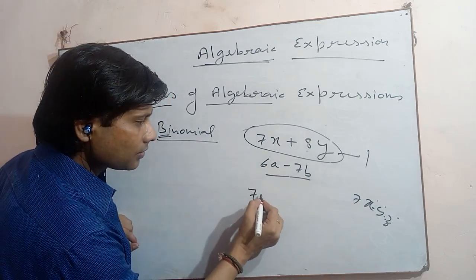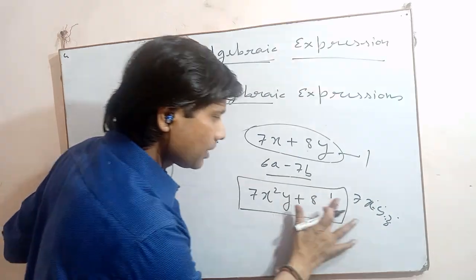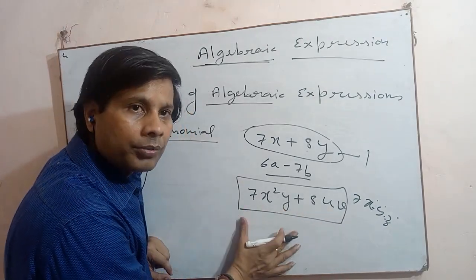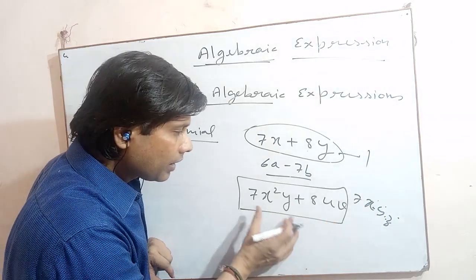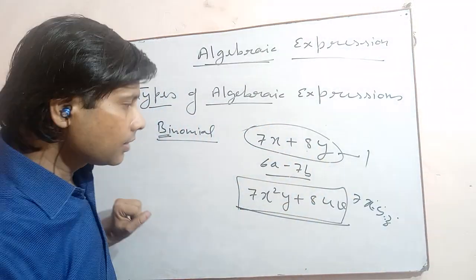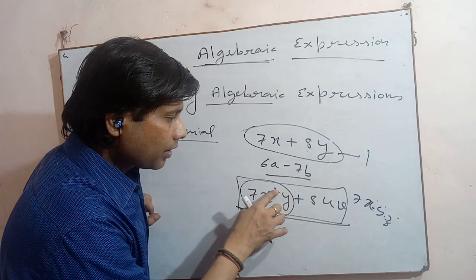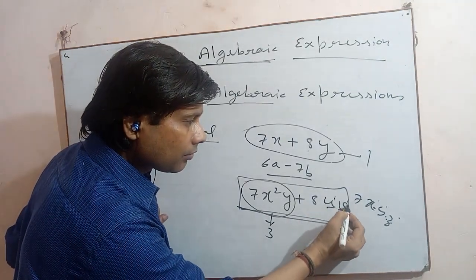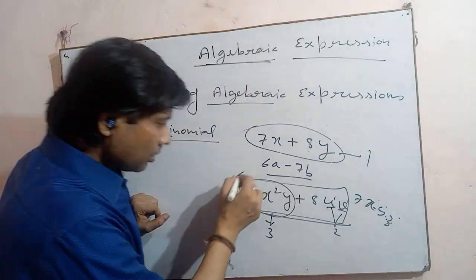Suppose I write 7x square y plus 8ab. Or in place of ab you can use uv, whatever letters. There are two terms, a binomial, and I'm interested in the degree. What is the degree of the binomial? I will first find the degree of each term, and the highest degree is called the degree of the binomial. In the first term, you add the powers of the variable parts: 2 plus 1 is 3. In the second term, the variables have the power 1 and 1, added that is 2. So which is the highest degree? 3. So 3 is the degree of this whole binomial.